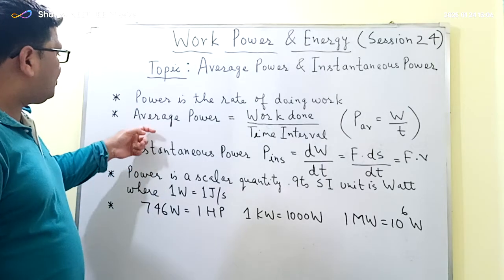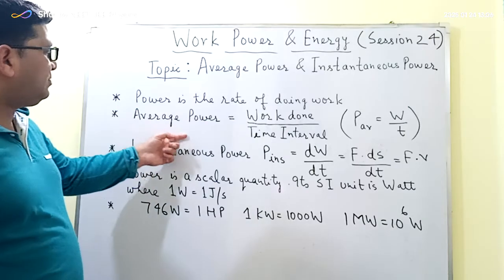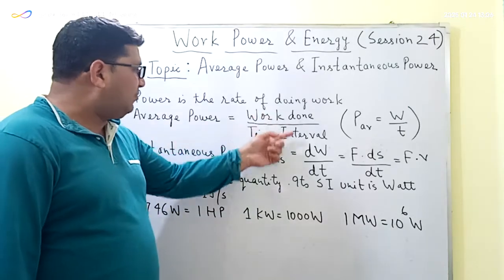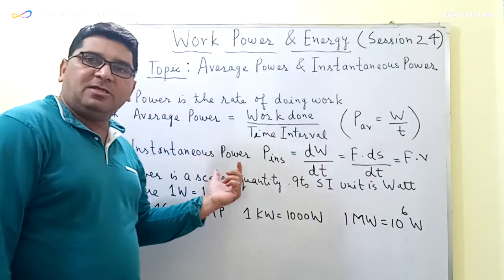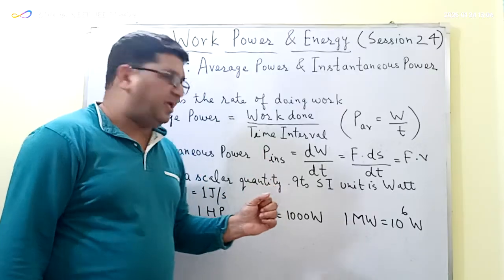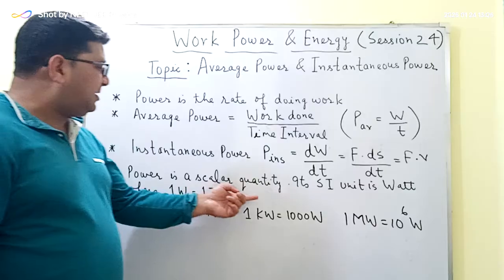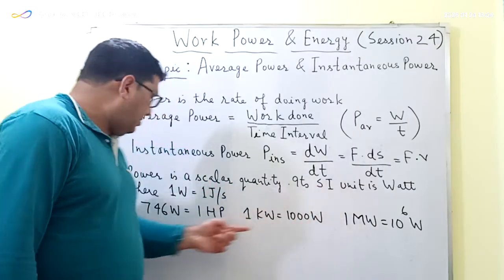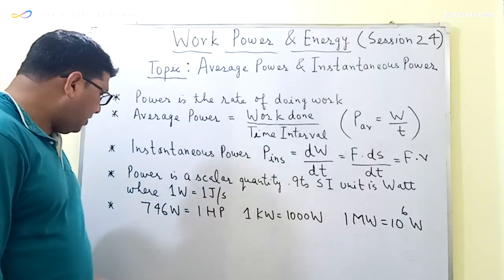And so the basic difference between the instantaneous power and the average power is that average power is equal to the total work done divided by the time interval, and instantaneous power is the power developed at a particular moment of time. Now the fourth point here is that power is a scalar quantity. Its SI unit is watt, and 1 watt is equal to 1 joule per second.